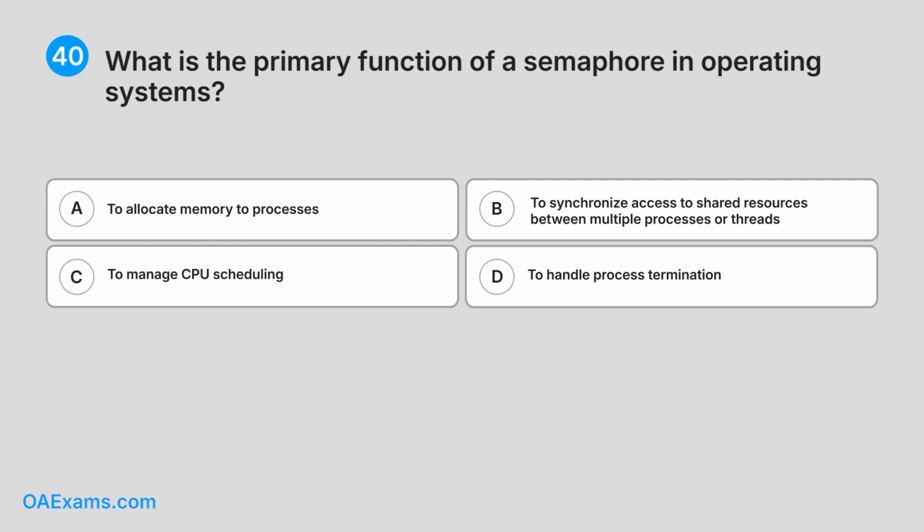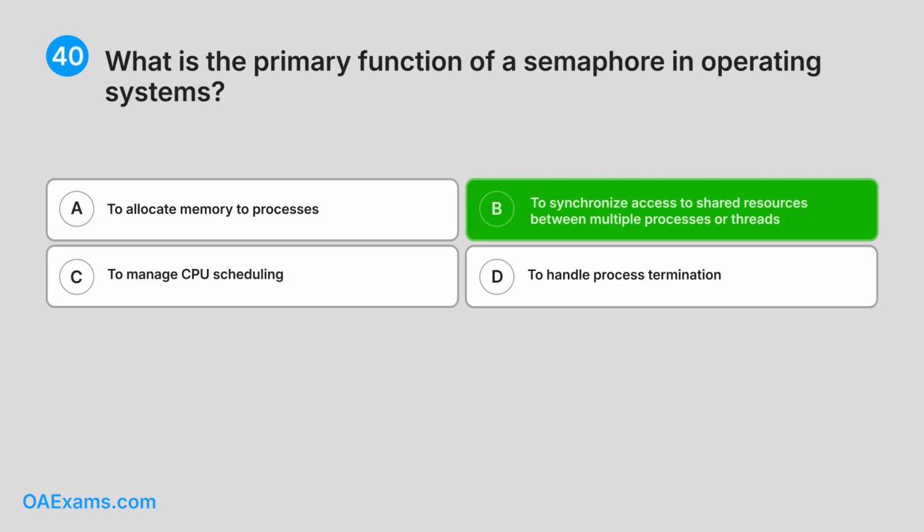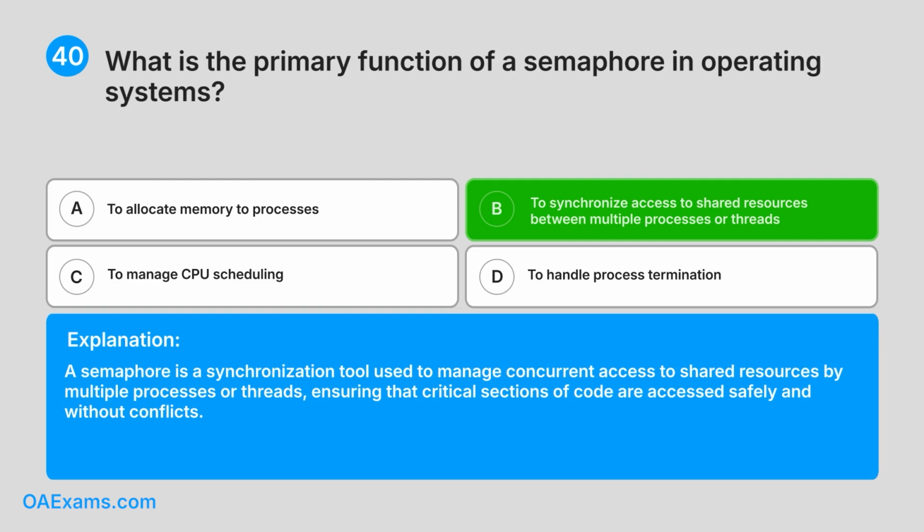Correct answer. B. To synchronize access to shared resources between multiple processes or threads. Explanation. A semaphore is a synchronization tool used to manage concurrent access to shared resources by multiple processes or threads, ensuring that critical sections of code are accessed safely and without conflicts.